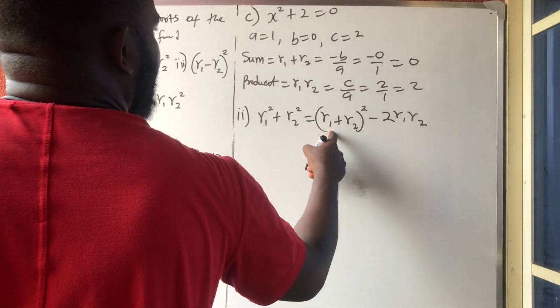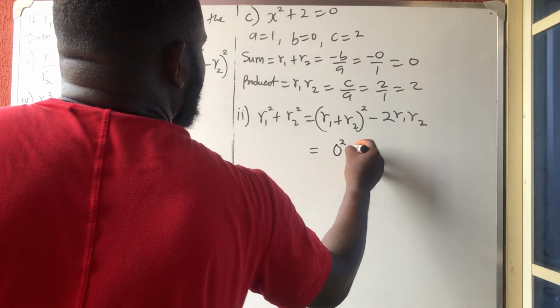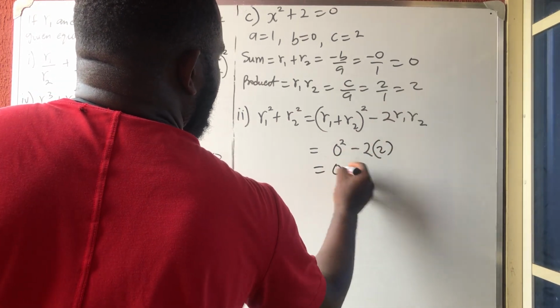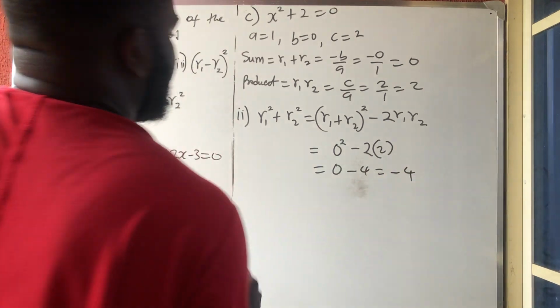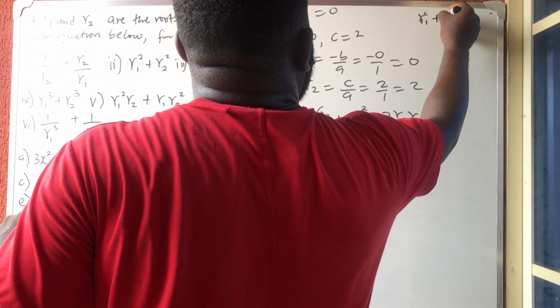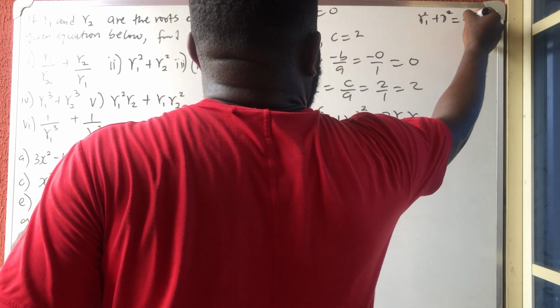So R1 plus R2 gave me 0. 0 squared minus 2 into this one, which gave me 2. So what do you have? 0 minus 4, which is minus 4. So I got R1 squared plus R2 squared as minus 4.